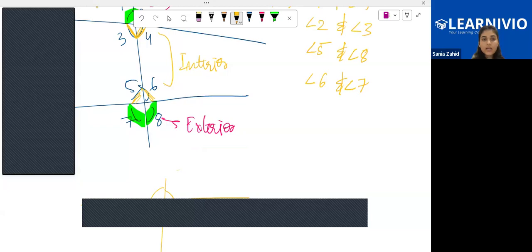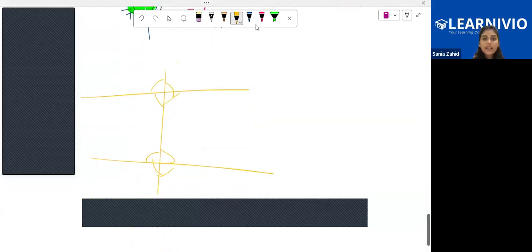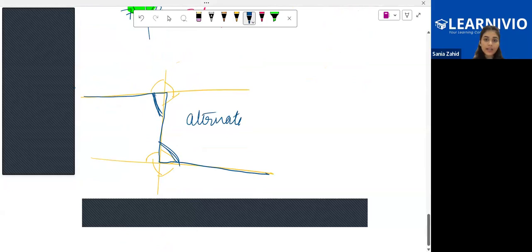See, next, if I try to draw a Z, I can draw one Z like this. What are the angles lying inside the vertex of the Z? I have this angle and this angle, this one and this one, right? These are alternate interior angles. Why interior? Because both of these angles are interior. I taught you interior, exterior, so all of these are interior. These are alternate interior angles.